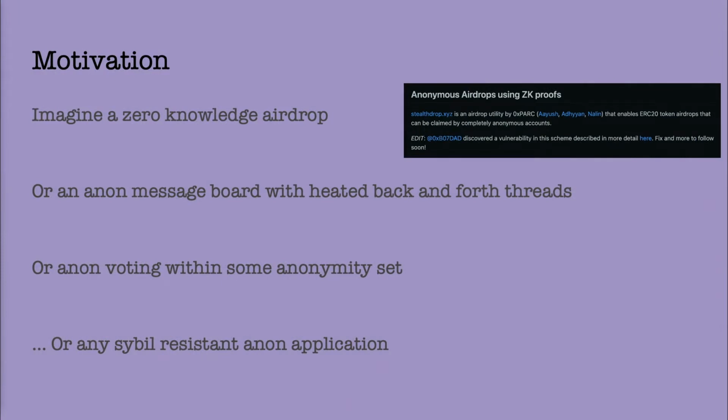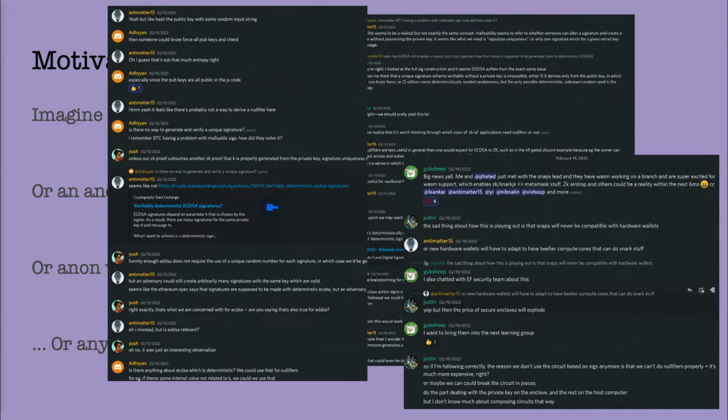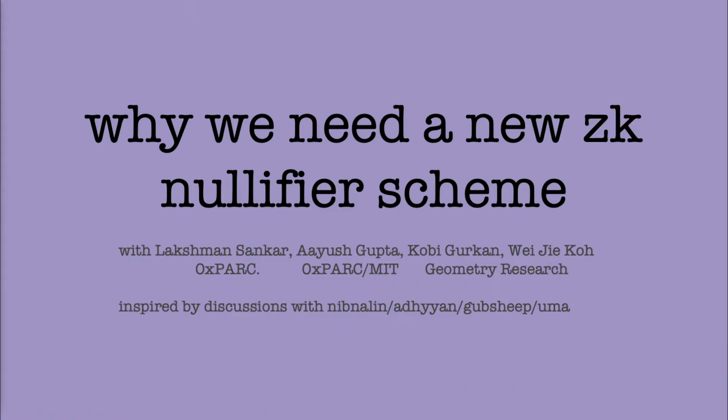Or maybe anonymous voting, where you have an anonymity set that you know is allowed to vote, but you want to prevent people from double voting. Or really, any Sybil-resistant anonymous application. So after a good amount of discussion, we realized the thing that's missing to do all these things is ZK nullifiers. And so we decided to develop our own scheme.